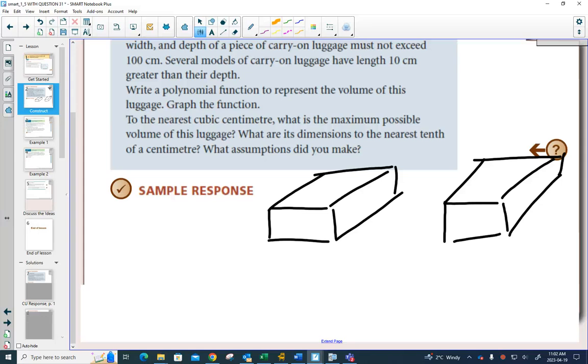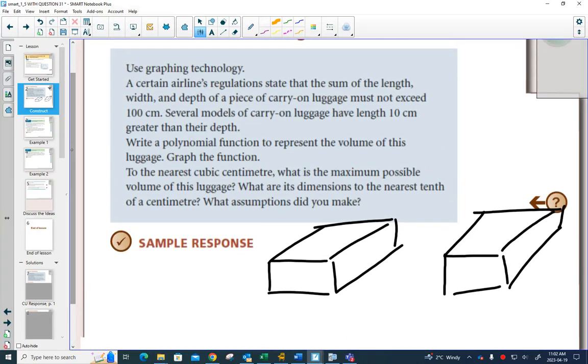So to start off with, it says several models of carry-on luggage have a length 10 centimeters greater than their depth. So if I pick a random depth of 20, then if the length is 10 centimeters more, that would make the length 30. And if the total amount can't exceed 100, I can now just do simple math and say, oh, that would make this side 50. And that could be a possible piece of luggage that I could use, and I could do length times width times height to find its volume.